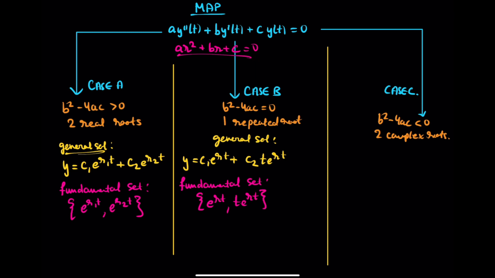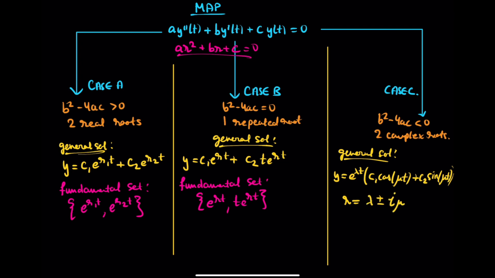And then your general solution in case C came down to y equals e^(λt) times c1 cosine μt plus c2 sine μt. And yeah, that was it. And so c1 and c2 are parameters, constant parameters. And then your r was in terms of lambda, i, and mu. So that's how it was.